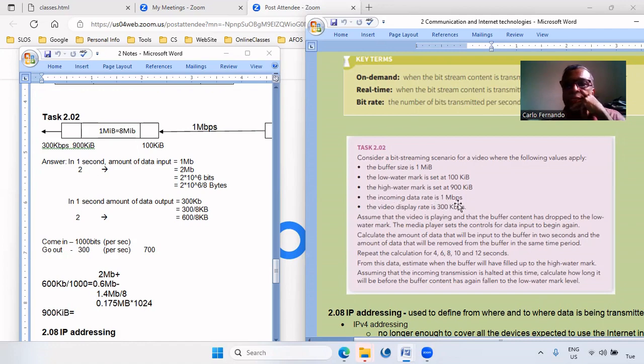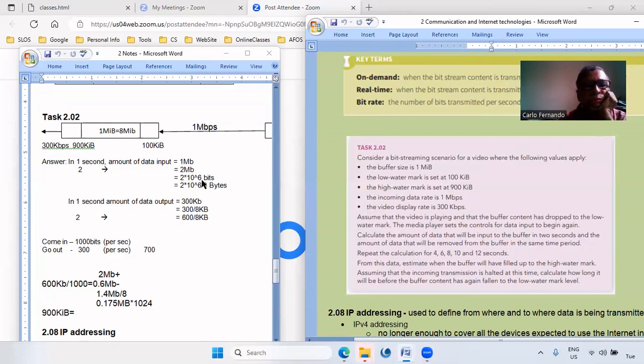Then the incoming data rate is 1 Mbps, right? Video display rate is 300. So the outgoing is 300 kbps, slower than the incoming. So when you answer, you have to say in 1 second, amount of data input is 1 Mbps, 1 megabit per second. Then for 2 seconds, 2 megabits. So then what do you do? 2 into 10 to the power 6, because in bits form, the megabit to kilobits is 10 to the power 3.